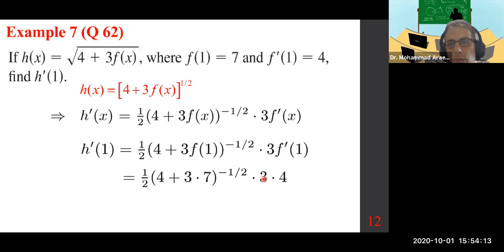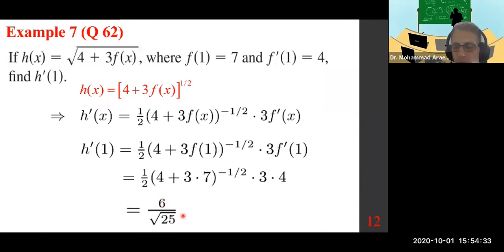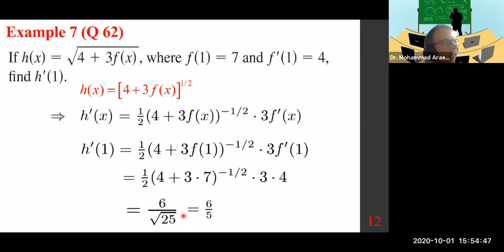So 3 and 4, 12 divided by 2, 6. This one goes down, becomes the square root, and this is 25. Remember that? Okay, so the numerator, 3 times 4 cancels out the 2, 6 over square root of 25. This is basic algebra. Then after that, you just plug in and evaluate. I don't believe anybody has any problem with the evaluation. And this is pretty straightforward. I hope we are comfortable with this.